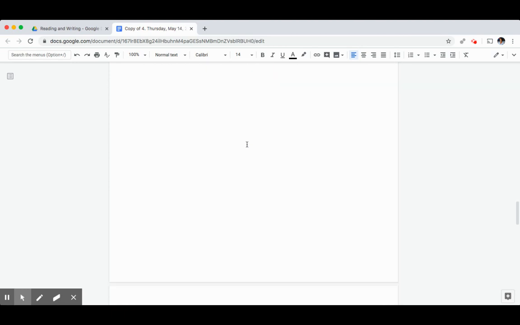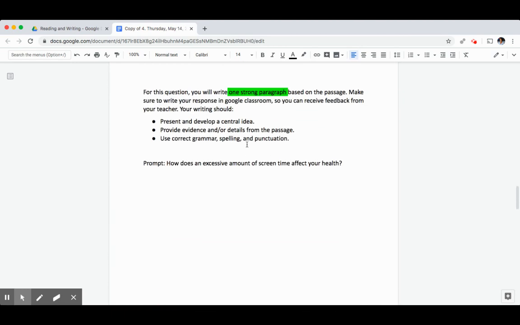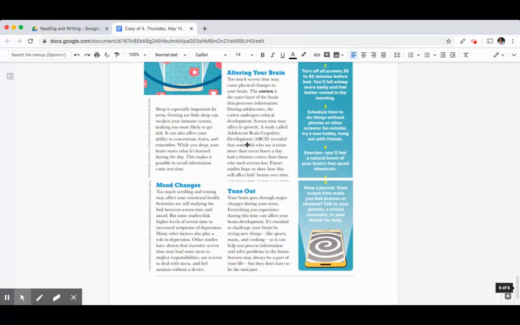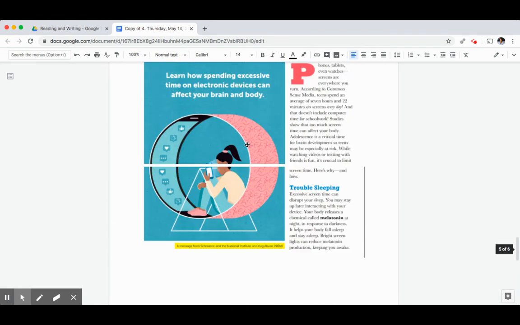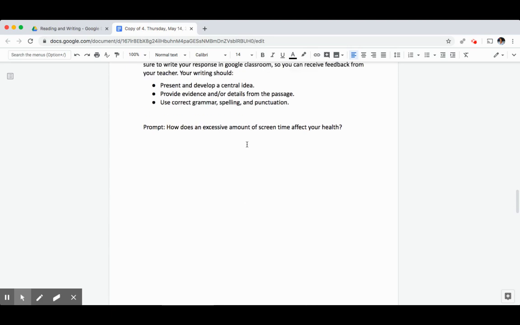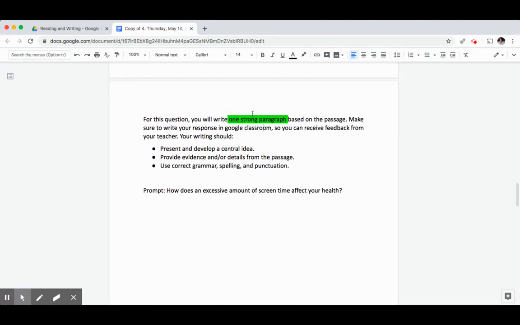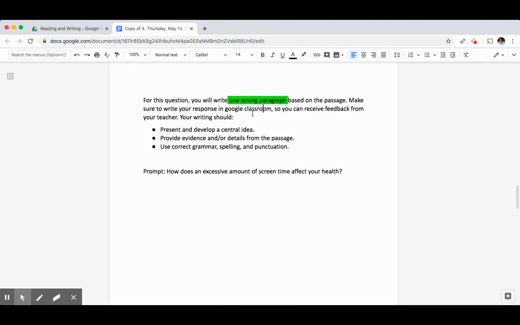Go ahead and get started on your exit ticket quiz by reading the text and finding the evidence that you're going to use in your paragraph. And then make sure to write your paragraph and submit it by today's deadline.